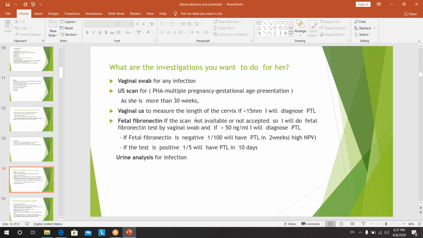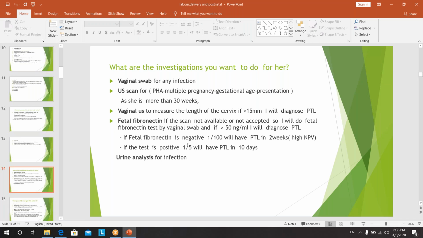First, a vaginal ultrasound to measure the cervical length. If it is less than 15 millimeters, I will diagnose preterm labor. If the ultrasound is not available or not accepted by the patient, I will do the fetal fibronectin test. If the fetal fibronectin is more than 50 nanograms per milliliter, I will diagnose preterm labor. And remember, he can ask you about the sensitivity and specificity of fetal fibronectin.